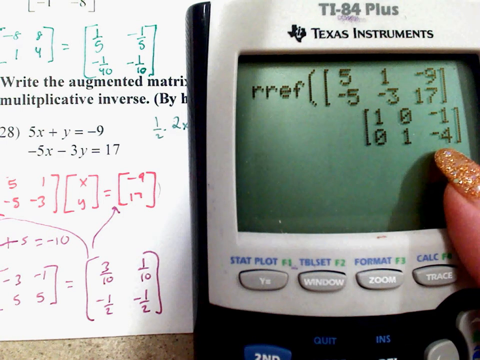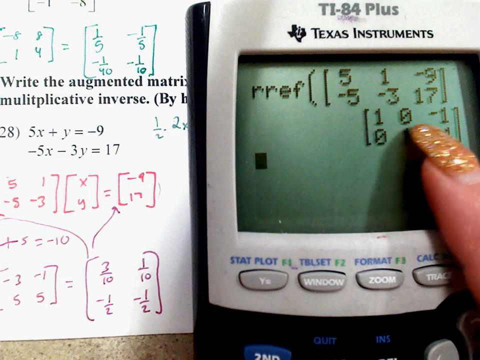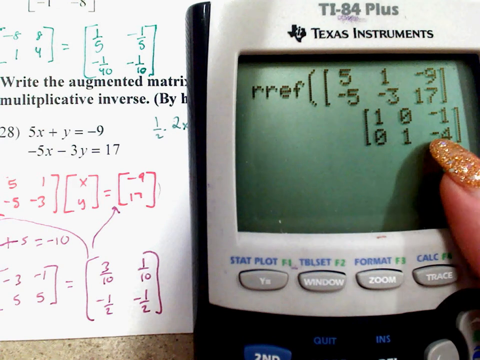So here's the equal sign, right? 1x plus 0y equals negative 1, so x equals negative 1. 0x plus 1y equals negative 4, so y equals negative 4. And there you go.